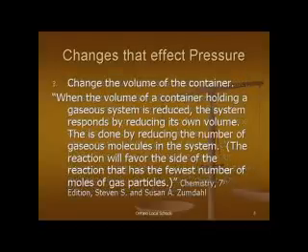Looking at the changes that affect pressure, number 3, changing the volume of the container. Again, a quote from Chemistry 7th edition by Zumdahl. When the volume of a container holding a gaseous system is reduced, the system responds by reducing its own volume. This is done by reducing the number of gaseous molecules in the system. The reaction will favor the side of the reaction that has the fewest number of moles of gas particles.